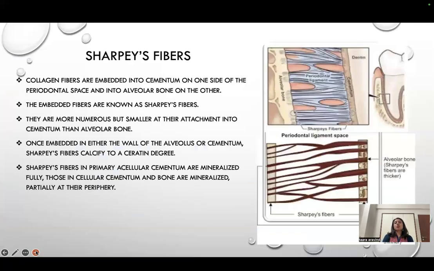Sharpey's fibers are collagen fibers that are embedded into cementum on one side of the periodontal space and into alveolar bone on the other. These embedded fibers are known as Sharpey's fibers. They are more numerous but smaller at the attachment to cementum than alveolar bone. Once embedded in either the wall of the alveolus or cementum, Sharpey's fibers calcify to a certain degree. Sharpey's fibers in primary acellular cementum are mineralized fully. Those in cellular cementum and bone are mineralized only partially at their periphery.